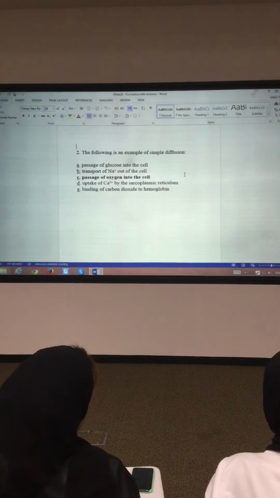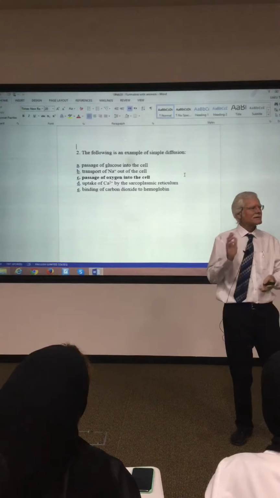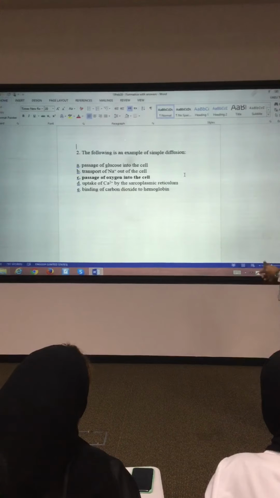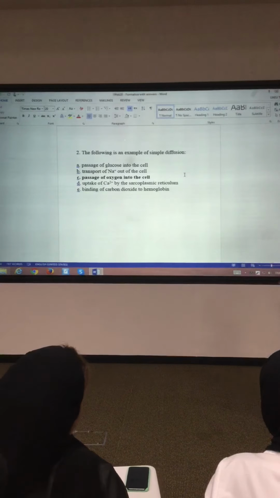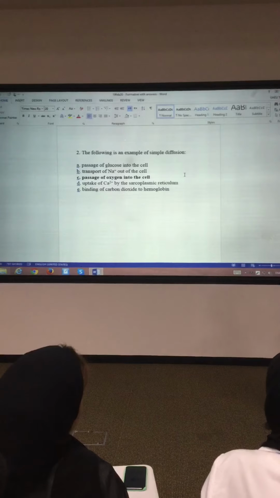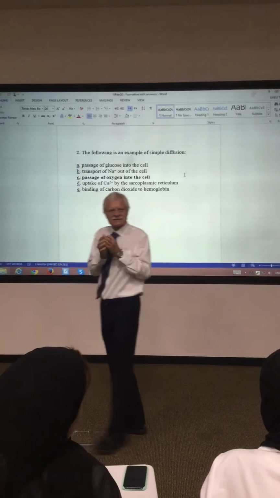Glucose can move by facilitated transport, can't it? Usually hooked to another protein. Sodium out of the cell, sodium calcium exchange, yeah? And also, arguably, the sodium potassium ATPase. Sodium comes in, it's got to get out. Uptake of calcium by the SR, it's a pump, isn't it? And binding carbon dioxide to hemoglobin, that's a whole different process, a chemical reaction essentially.